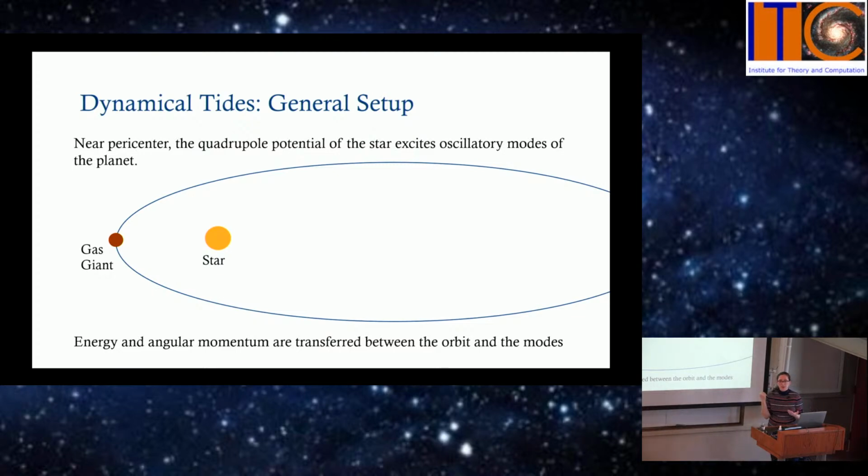You could think of it like ringing a bell. Each time the planet passes through pericenter, the planet has a set of natural modes at which it likes to oscillate. So those are the oscillations that the star excites. And when that happens, energy and angular momentum are transferred between the orbit and the modes in the planet.